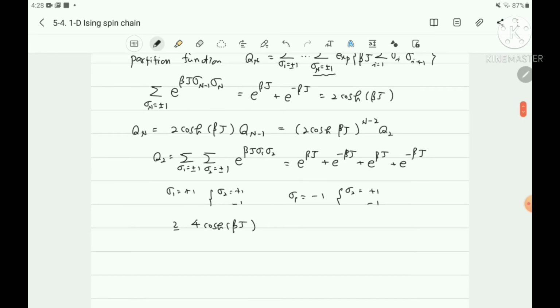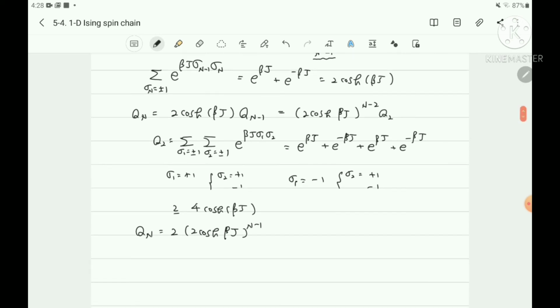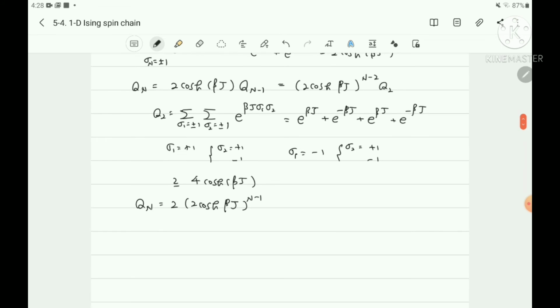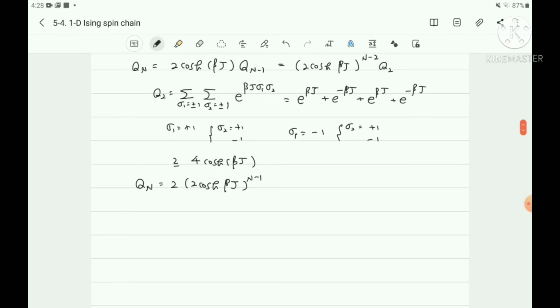Therefore, the partition function is 2 times 2 cosine hyperbolic beta J to the n-1. It is the partition function for the one-dimensional atomic chain.